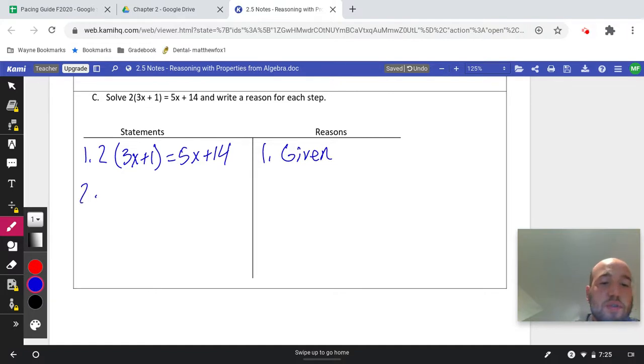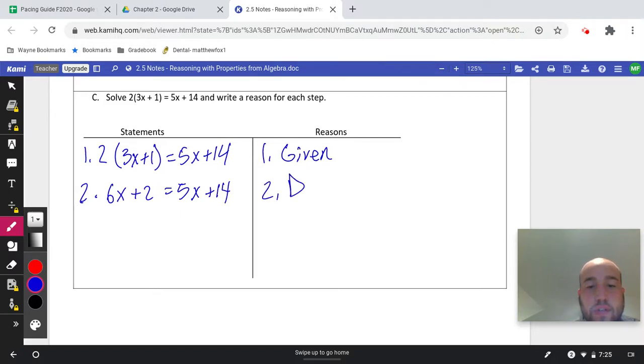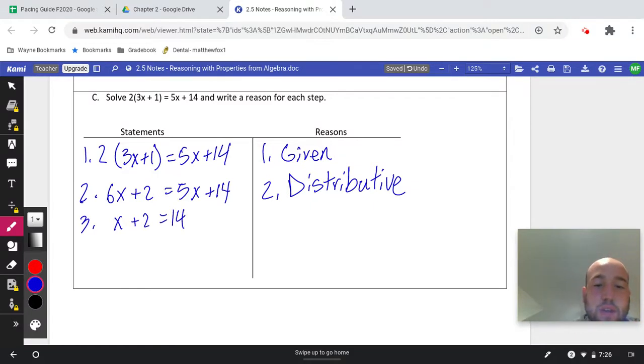Next, we need to distribute. So step 2, our statement 2 will be 6x plus 2 equals 5x plus 14. And our reason is distributive or distribution. All right, step 3 here. You could do it multiple ways. You could either move the 5x, you can move the 6x, you can move the 2, you can move the 14. I'm going to move the 5x, so subtract it, and we're left with x plus 2 equals 14.